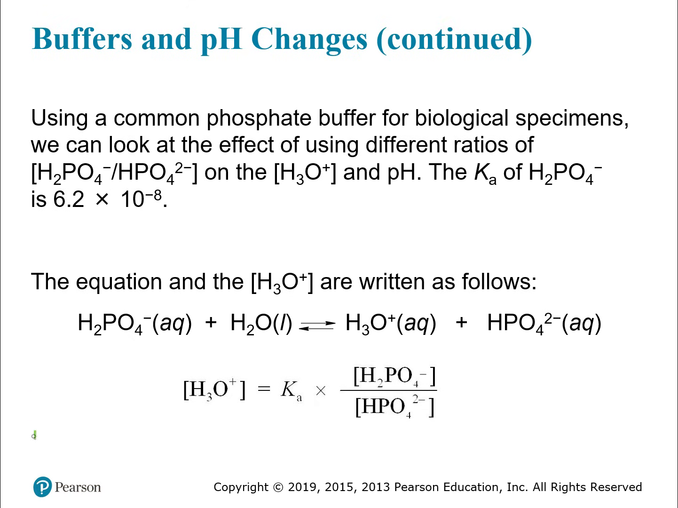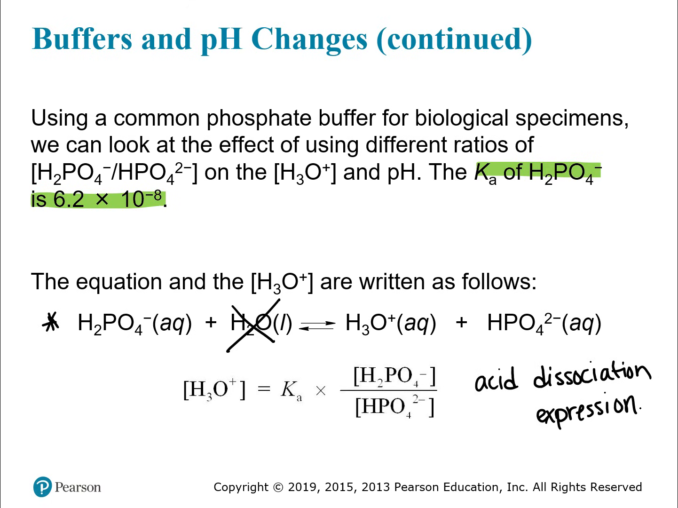Here's the Ka of our weak acid. We've got the chemical equation here, the dissociation. Just like we've been writing, we don't include the water. And from there, we can write the acid dissociation expression. So I'm not going through that again, just reminding you how we would do that.